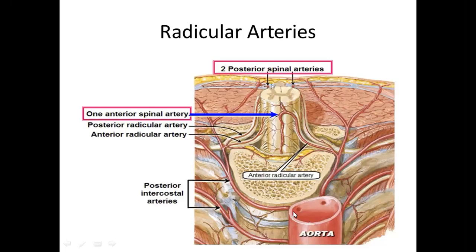The aorta gives origin to the intercostal arteries. These are the posterior intercostal arteries, which give origin to the radicular artery. This is the radicular artery. These are the spinal nerve roots, and this is the spinal nerve. The radicular arteries here pass with the roots of the spinal nerve. This is one branch, the anterior branch, and this is the other branch, the posterior branch. The anterior branch joins or reinforces the anterior spinal artery, and the posterior branch joins or reinforces the two posterior spinal arteries.